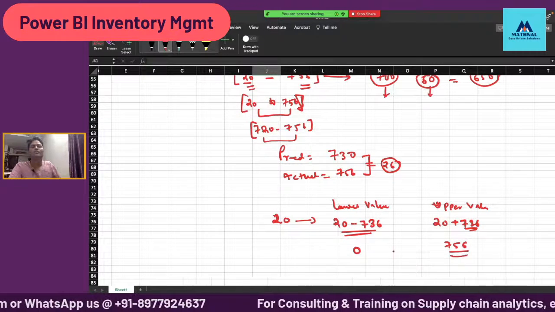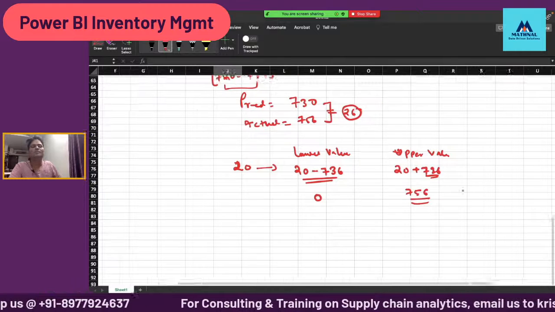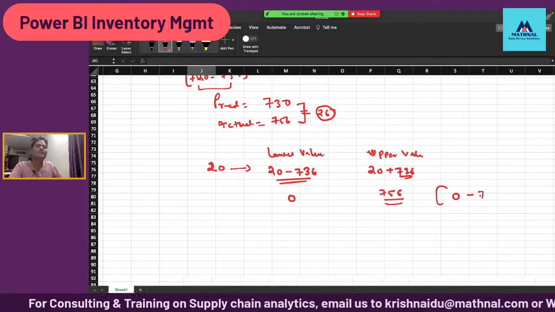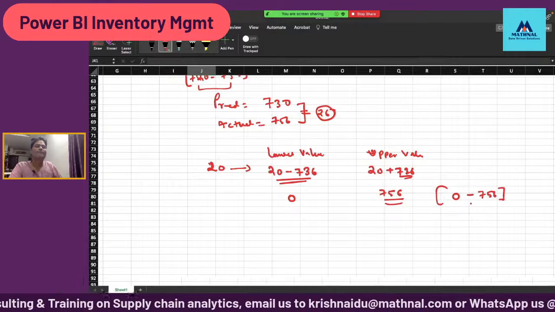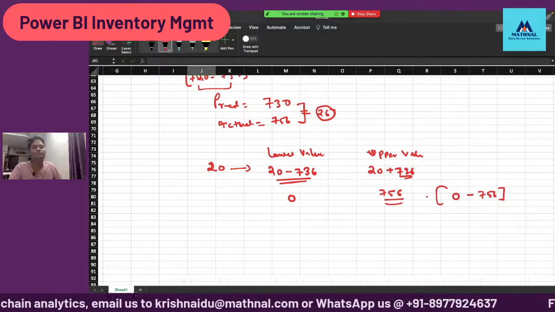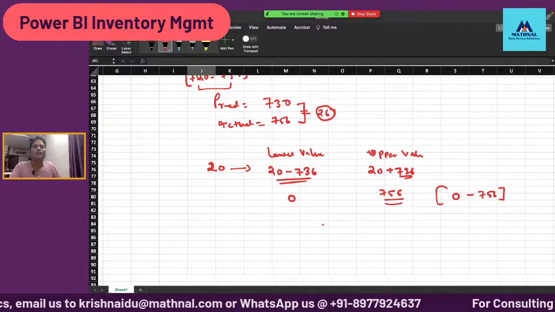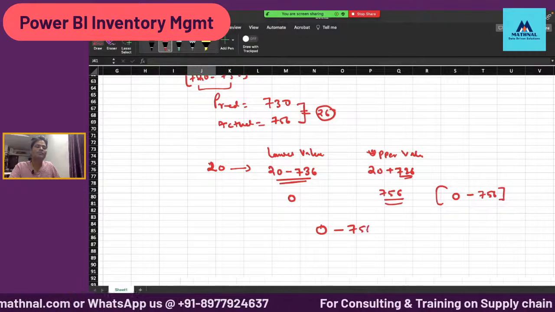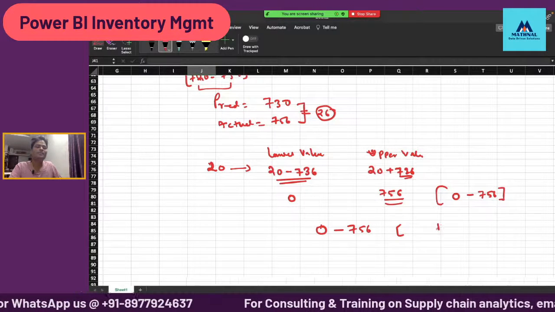So this is a huge gap, sir. This is my U gap, and this is my range. 0 to 756 is my range. And from this range I have to make a prediction. Oh, it's very difficult then, sir. Very difficult. If I make a prediction from 0 to 756, let's say I'm making a prediction of 600.